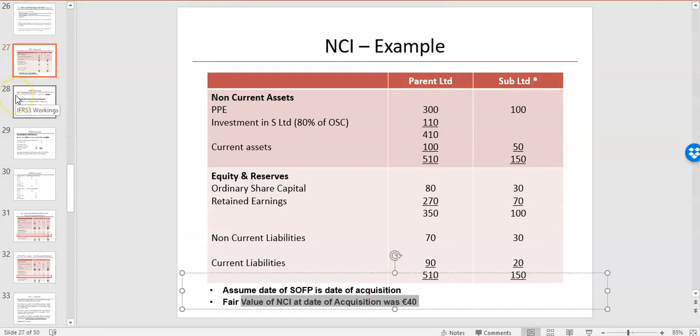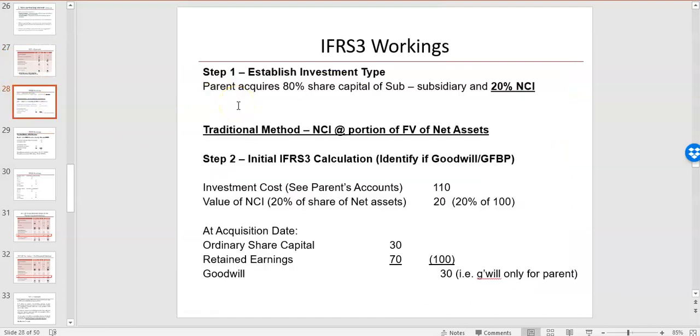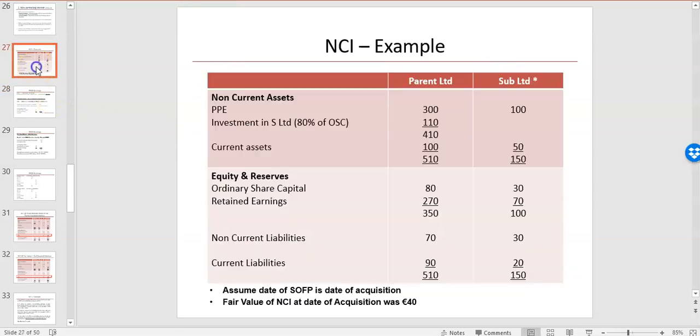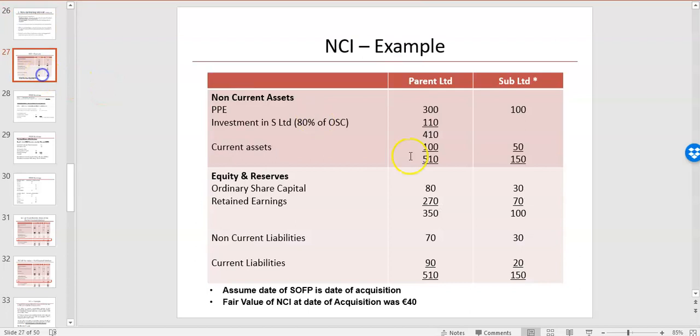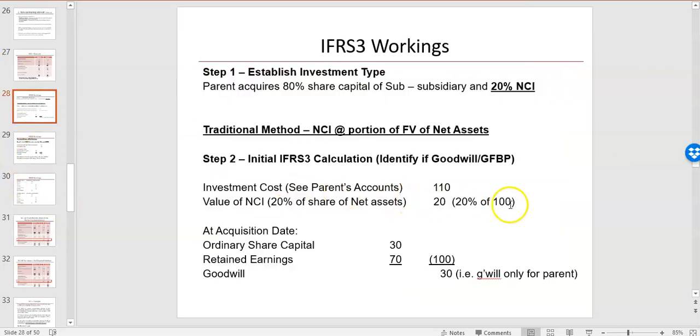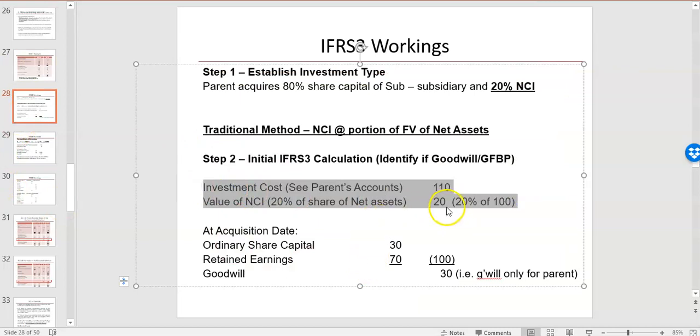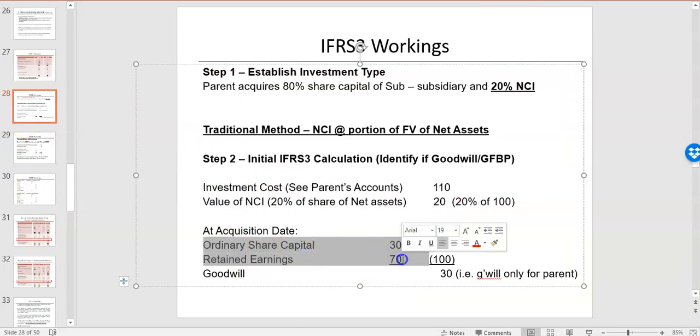So let's look at the two different methods then and compare and contrast. First step is that you've acquired 80%, therefore it's 20% NCI. So if we're doing the traditional method, the investment is measured at 110. That's fine. The NCI under the traditional method is measured at its share of the fair value of net assets. So your NCI here is going to be measured at 20% of 100. That's the net assets at the date of acquisition, and you take 20% of it. So the value of the NCI is 20. Then your ordinary share capital and retained earnings, they are 100, and your goodwill is then 30. So that's your first key step.